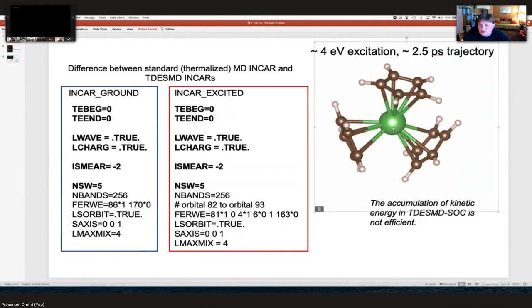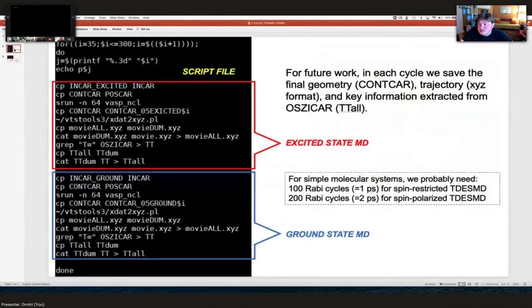So next slide, please. And in order to run, you show it here. Yes, sorry. Please keep going. To run our TD-SME calculations, we need a special script. And this is the main part of the script. So basically, it has two blocks. The first one, we do excited state molecular dynamics. And for the second one, we do ground state molecular dynamics. And so these two parts will be considered as a Rabi cycle. So basically, for a very small or simple system, we probably need 100 Rabi cycles for spin restricted TD-SME calculations, and we probably need 200 Rabi cycles for spin polarized TD-SME calculations.